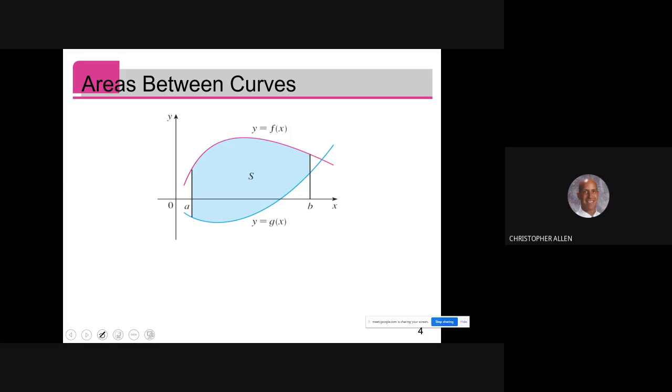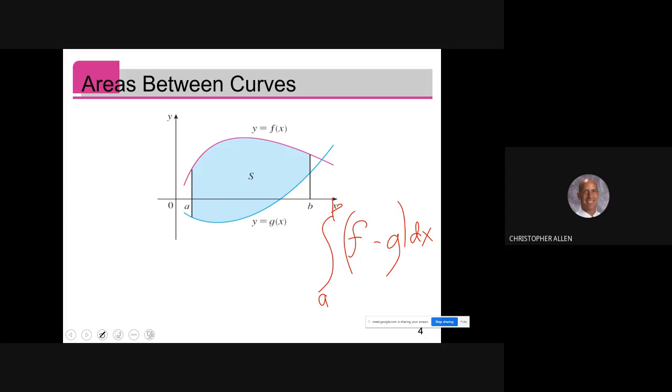So let me get back to what I was saying here. Today we're going to try to find the area of the top curve minus the bottom curve, the area between the two curves. And I'm just going to tell you how to do it. You're going to take the integral of the top curve minus the bottom curve, and you're going to go from A to B. That's the formula.